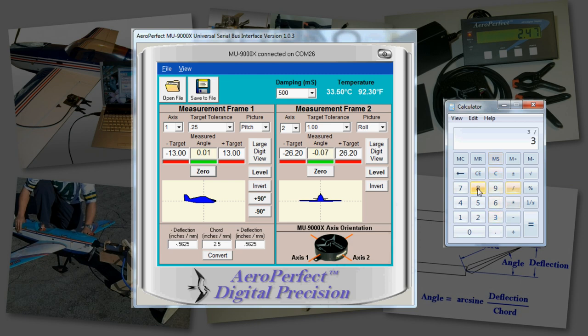We will first find the decimal equivalent of 3/8 of an inch by dividing 3 by 8 on a calculator. This yields a value of 0.375, which we will key into the plus and minus deflection windows. The chord, or width of the aileron, remains the same, so we will now simply click Convert. Our aileron low rates will be plus and minus 8.63 degrees.